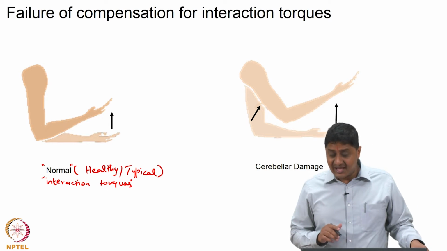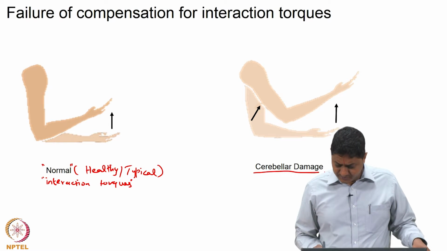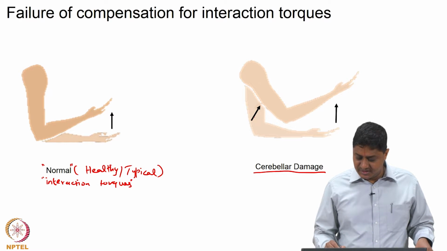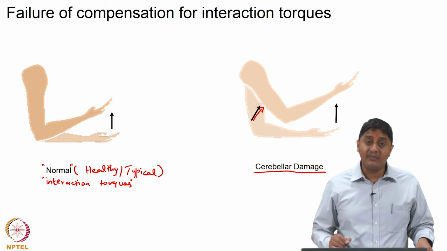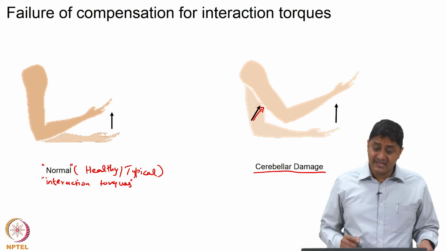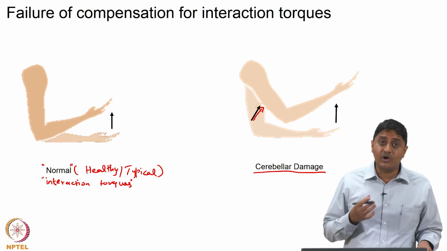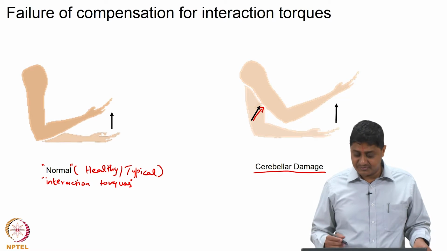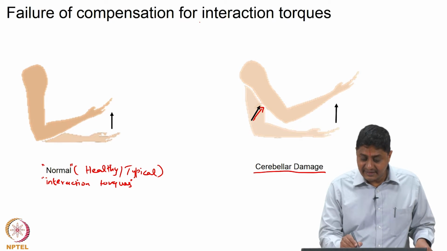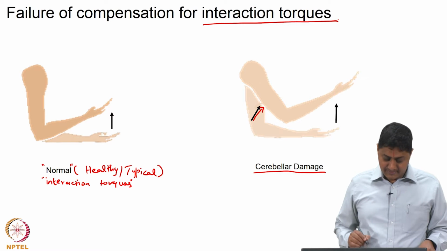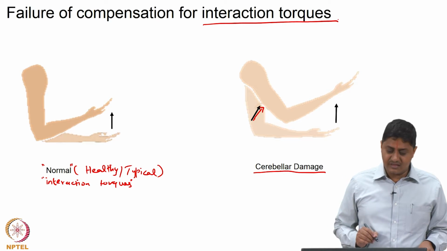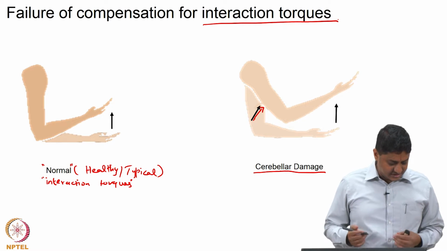But when a person has cerebellar damage and the same movement is performed by this person, usually you see there is some unwanted movement. That means the system is not able to account for the possible effects of dynamics, for the possible interaction torques, right. So, there is this failure to compensate for interaction torques.